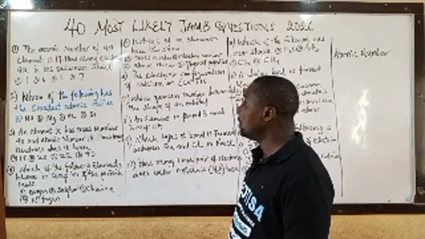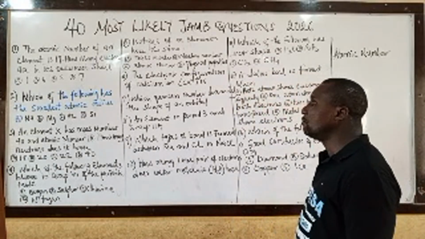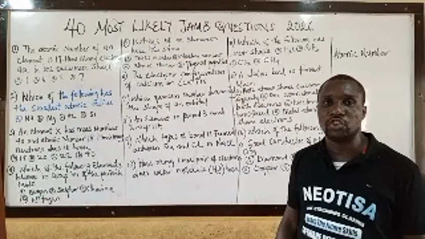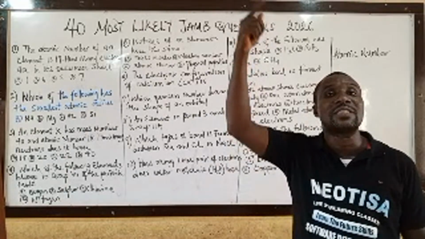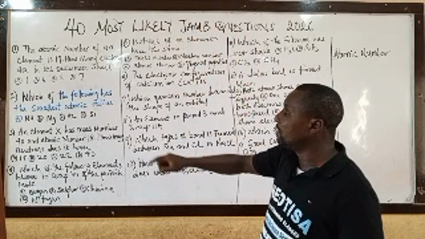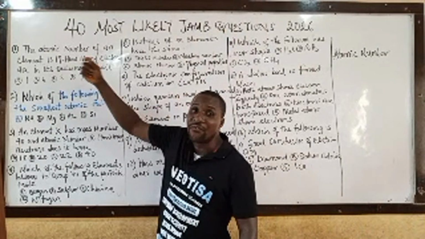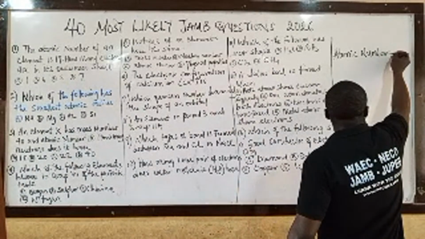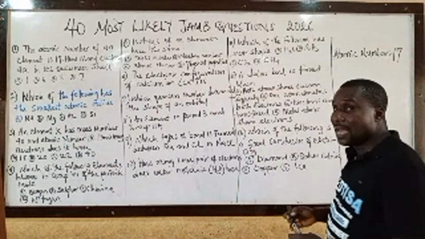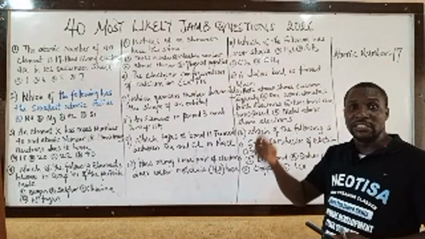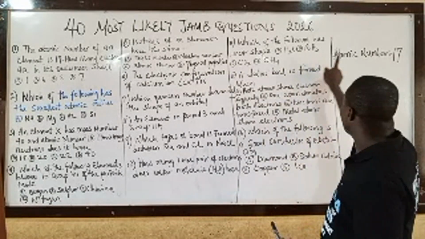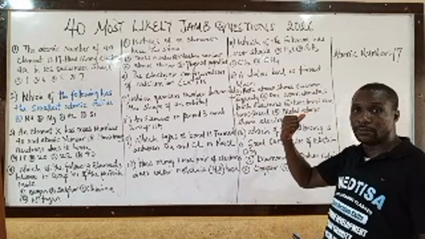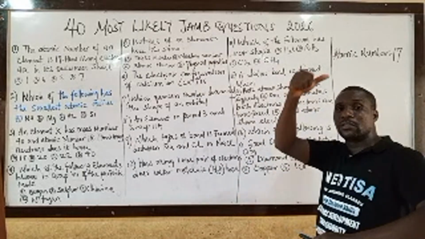Then let's look at the question. The atomic number of an element is 17. How many electrons are in its outermost shell? When you have an atom with atomic number of 17, that means the electron number is the same thing as proton number. Don't forget, atomic number is proton number. That means the proton number of the atom will be 17. Therefore, the electron number is also 17.